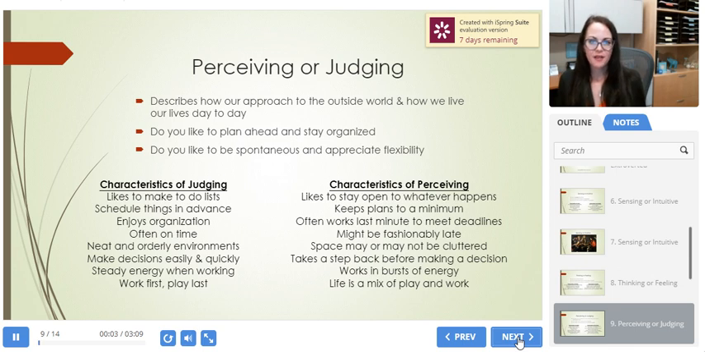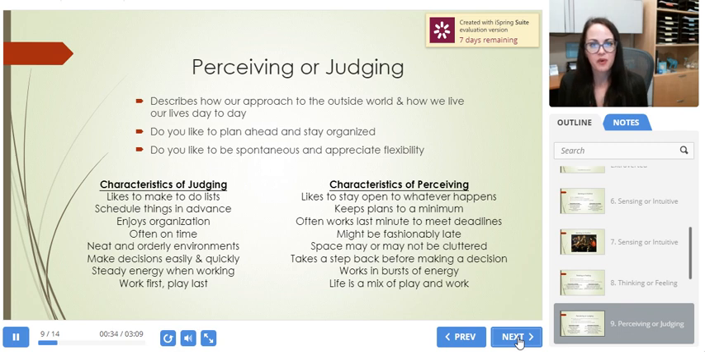So our last dichotomy is represented by the P or the J, and that stands for perceiving or judging. A lot of people assume that judging means that you're judgmental, but that is not the case at all. This describes how we tend to live our everyday lives, things day to day. So do you like to plan ahead and stay organized, or do you like to have things open to where you're more spontaneous and flexible?